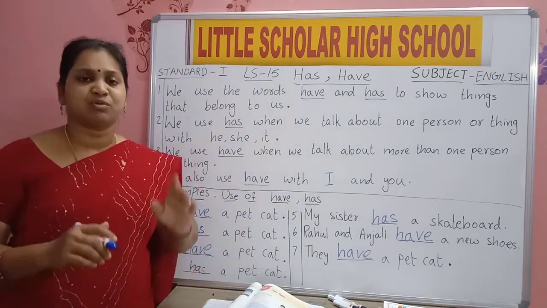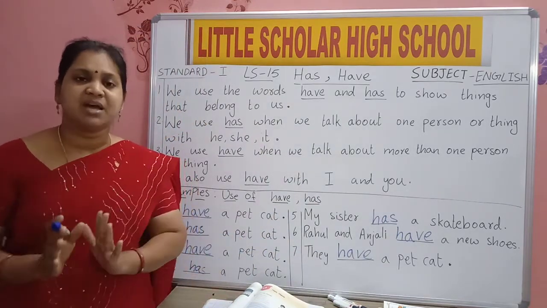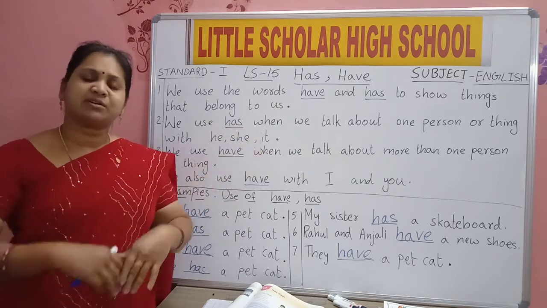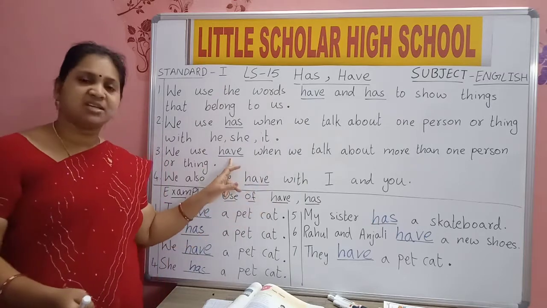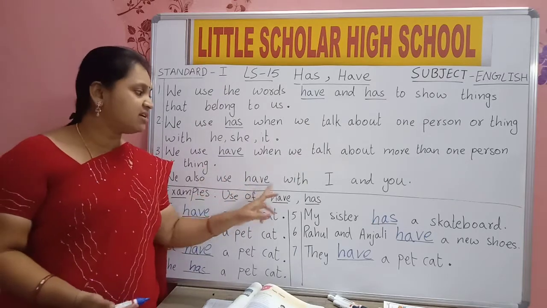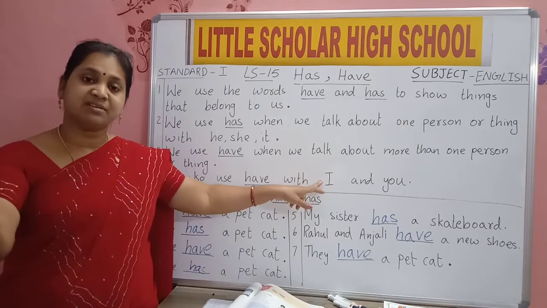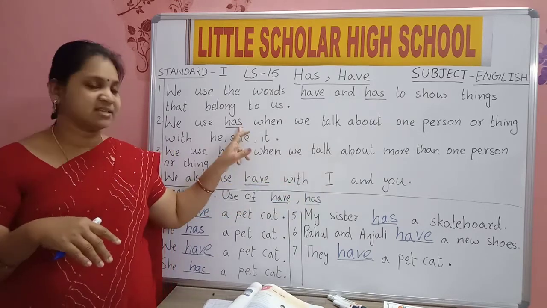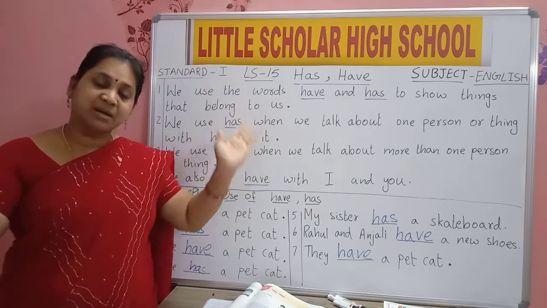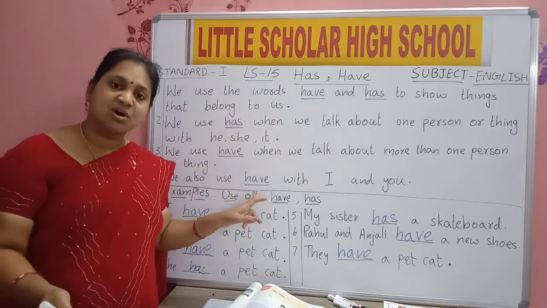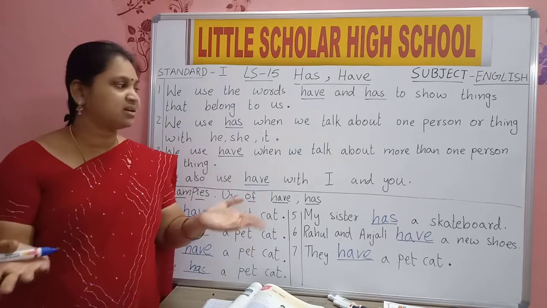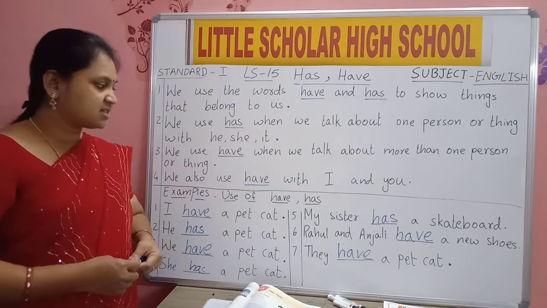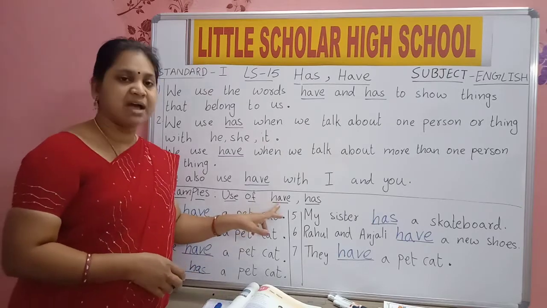When we are talking about one person or one thing, one girl or one boy, we should use H-A-S, has. When we are talking about many, we should use H-A-V-E, have. And also have is used with I and you. Remember these three, and you will be able to fill all the sentences with have and has.